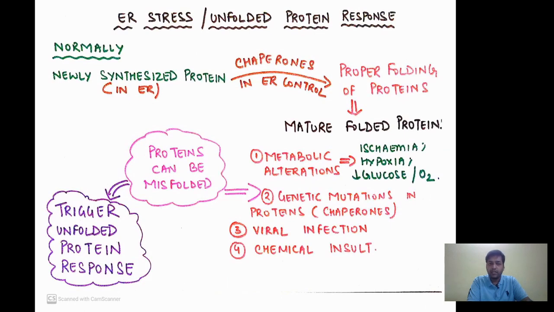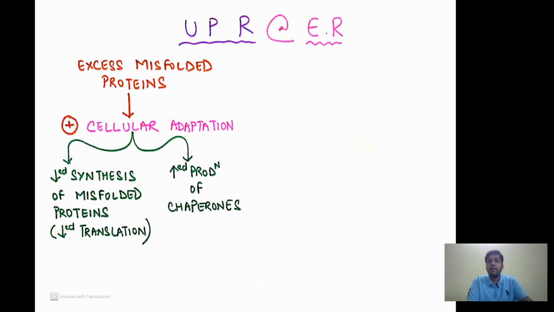So suppose now there is an excess amount of misfolded proteins. Now what will happen inside the endoplasmic reticulum? When an excess amount of misfolded proteins accumulate, they are going to trigger the unfolded protein response. So let us see what this unfolded protein response is. The unfolded protein response or ER stress response always occurs at the level of the endoplasmic reticulum. Once we have an excess amount of misfolded proteins, they are going to trigger a cellular adaptation.